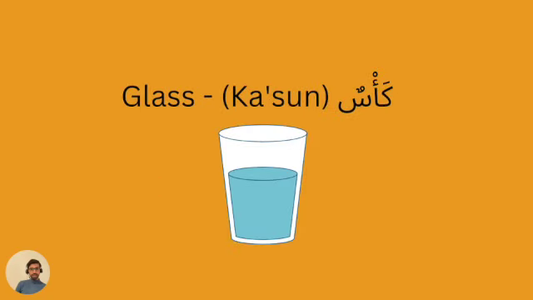We have glass, كأس, كأس. Repeat after me. كأس. So there's sukun above alif, so you have to make sure that you pronounce it that way. كأس, كأس.